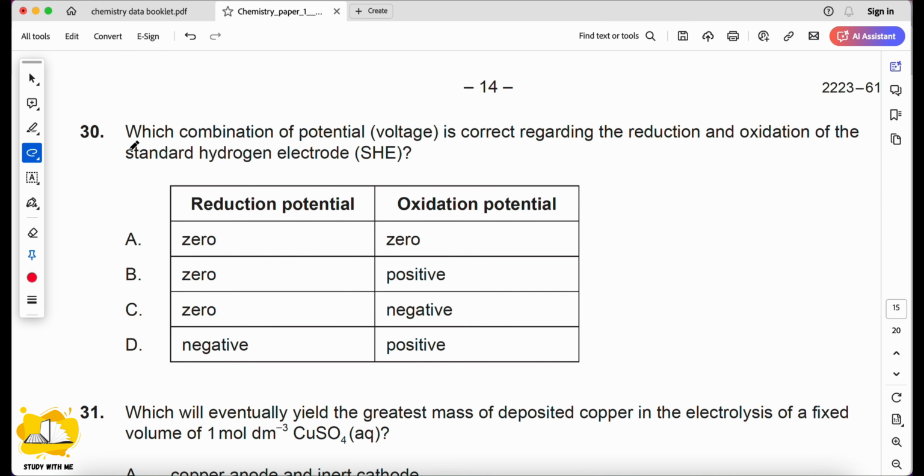Which combination of potential or voltage is correct regarding the reduction and oxidation of the standard hydrogen electrode? The SHE, or standard hydrogen electrode, is assigned an electrode potential of 0.00 volts, against which the standard electrode potential of other half cells is measured. So the reduction potential will be 0, and the oxidation potential also will be 0.